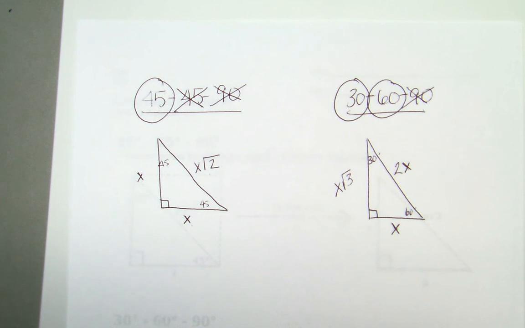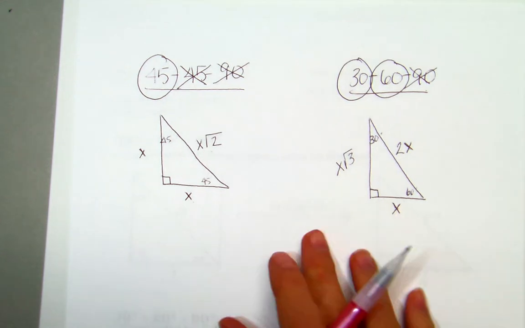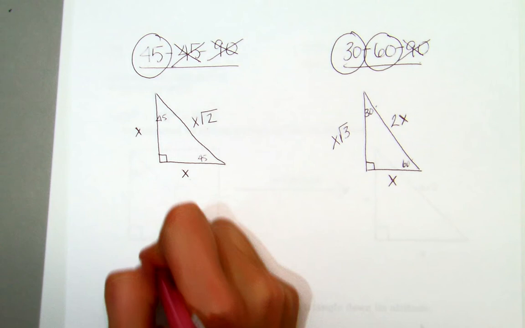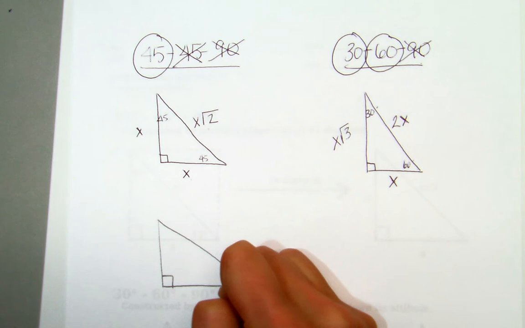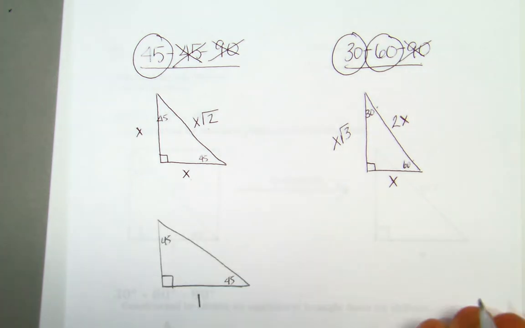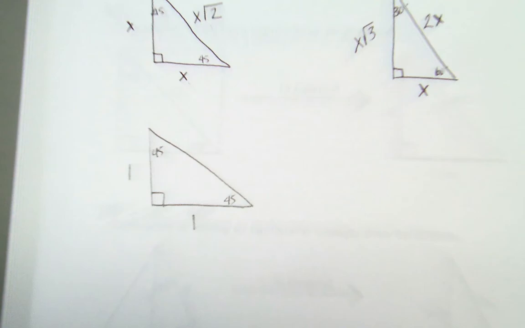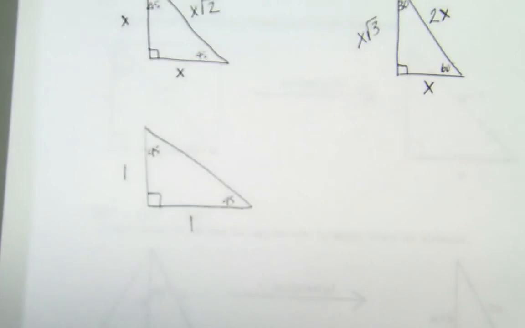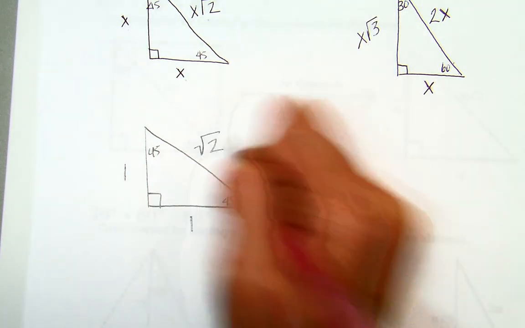Okay? Before we do that, though, we're dealing with a unit circle. And in a unit circle, we're dealing with a radius of 1. So for the time being, I'm going to replace each of my x's with a 1. If I redraw my 45, 45, 90, I'll put the 45 in the corners. If this side length is 1, I know that this side length is 1. And more importantly, I know that my hypotenuse is going to be 1 times the square root of 2, since 1 times the square root of 2 is basically just the square root of 2.